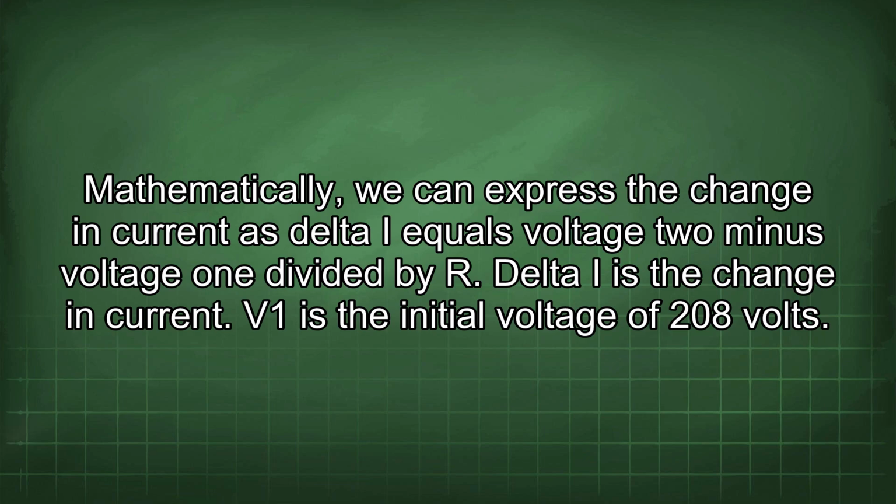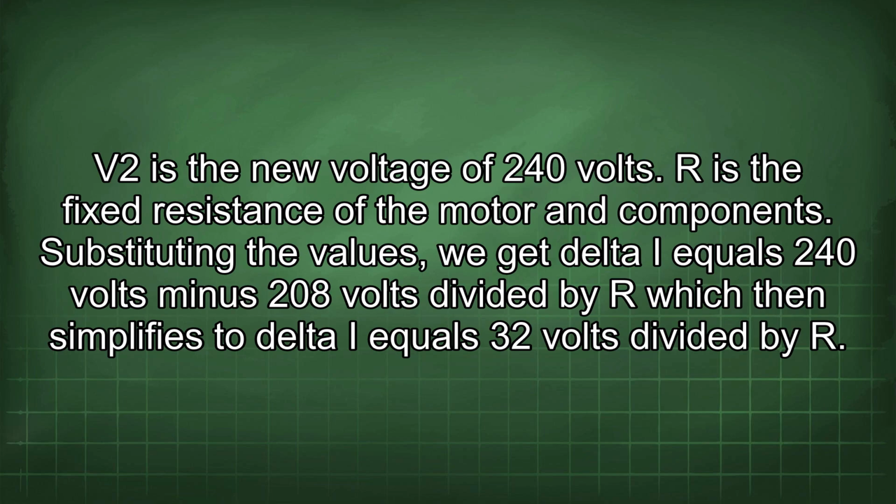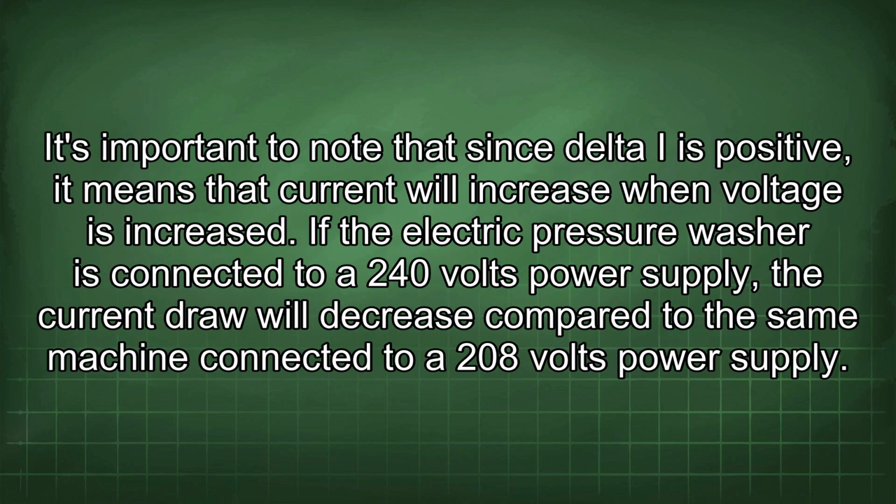V1 is the initial voltage of 208 volts. V2 is the new voltage of 240 volts. R is the fixed resistance of the motor and components. Substituting the values, we get delta I equals 240 volts minus 208 volts, divided by R, which simplifies to delta I equals 32 volts divided by R. It's important to note that since delta I is positive, it means that current will increase when voltage is increased.